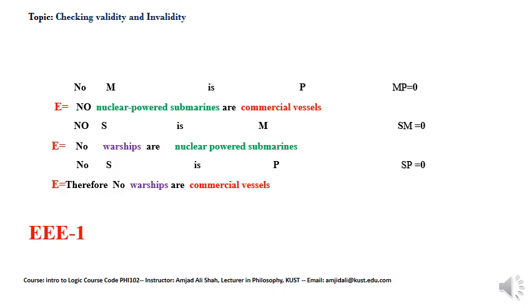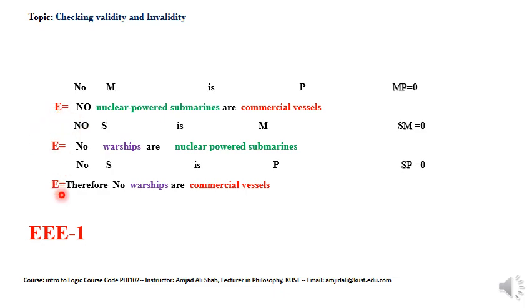So students, we have already tried those four forms of the syllogism AAA. The mood was AAA, and we checked the validity of AAA1, AAA2, AAA3, and AAA4. So only AAA1, which is known as Barbara, is valid. All the other three are invalid in nature. So now we have another syllogism. Now let's try this one.